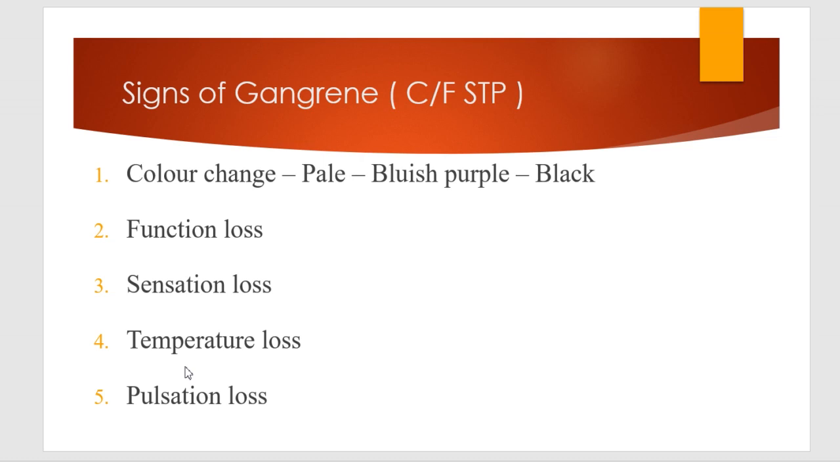The second sign of gangrene is function loss. Then S stands for sensation loss, T stands for temperature loss, and P stands for pulsation loss. Finally, here you can see pulsation loss. Again, the blood supply is hampered and it will lead to the color change and then the loss of function of that particular limb or organ. Then, due to involvement of receptors, the nervous system, there is sensation loss and temperature loss.